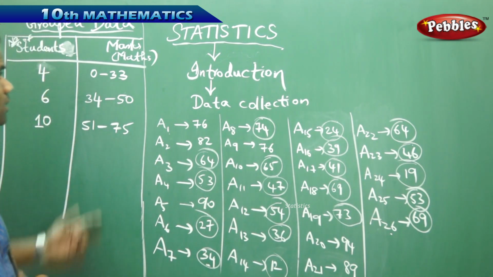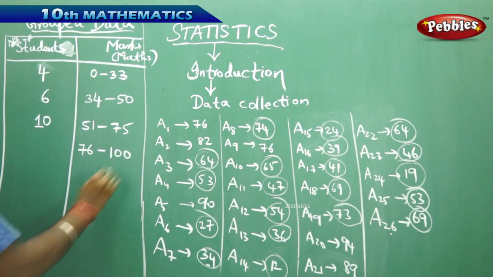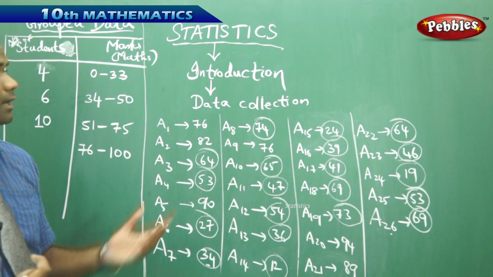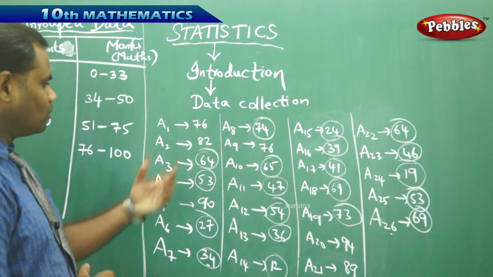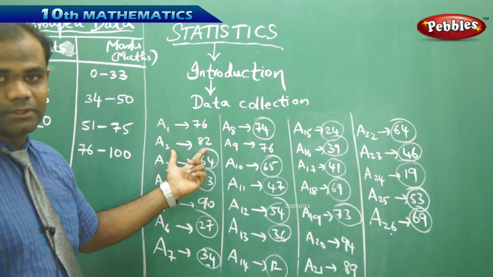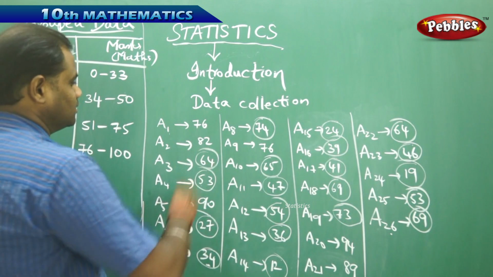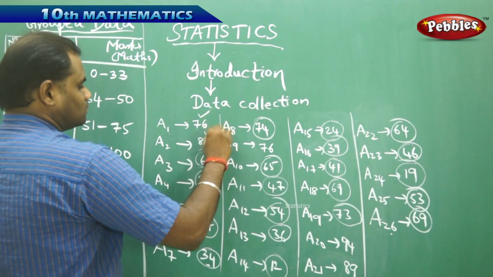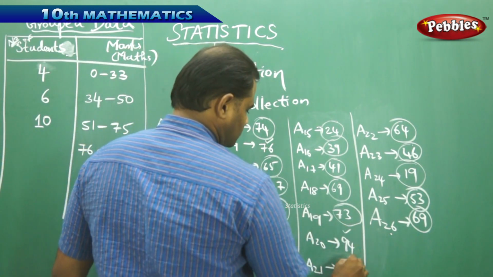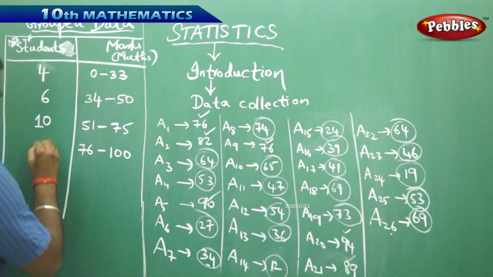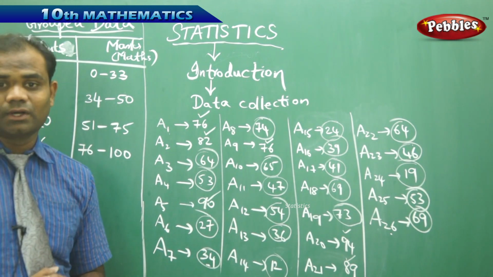75. So to continue, next I would like to see how many students got the marks between 76 and 100, and I count them. The remaining uncircled marks are obviously the marks which range from 76 to 100, as can be clearly seen here. That is 1, 2, 3, 4, 5, 6. So there are 6 in number which range from marks 76 to 100.